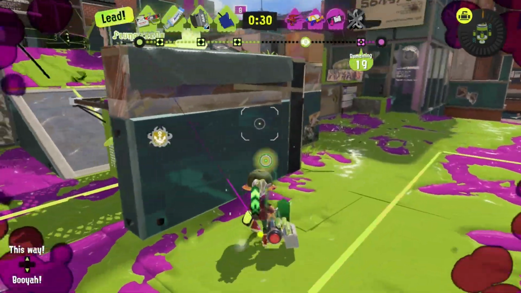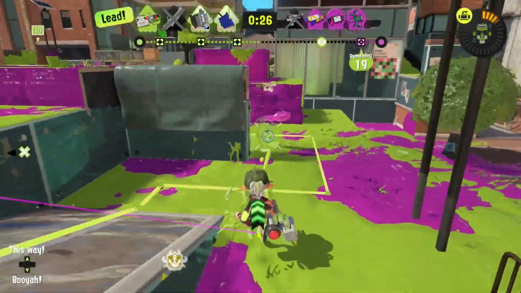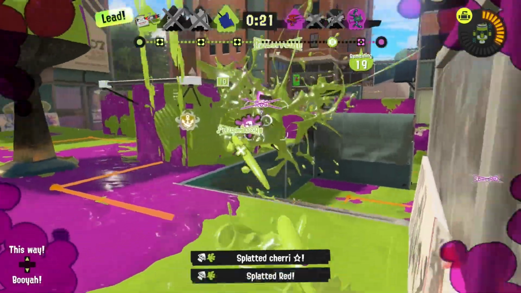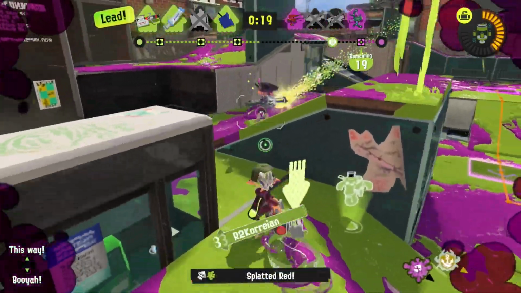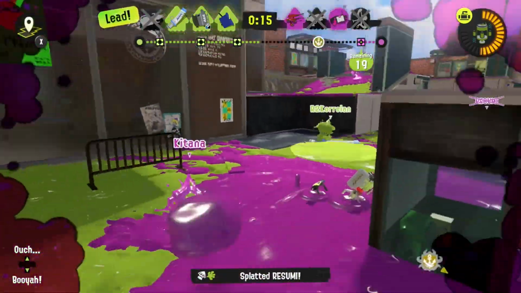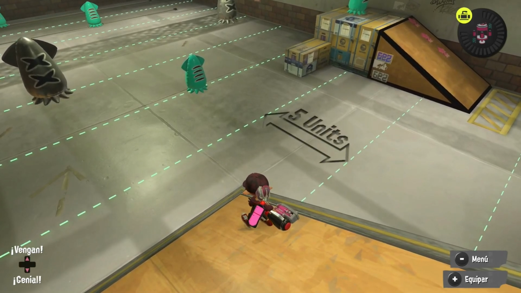I'm going to be using the term distance unit, or just unit, a lot in this series. Distance units are an arbitrary unit that the game uses to calculate distance. The Japanese community frequently refers to them as meters, which is a good way of thinking about them. They're basically just meters in the Splatoon world. So how large are these distance units exactly? In Splatoon 3, the dashed lines in the testing range are exactly 5 units apart.